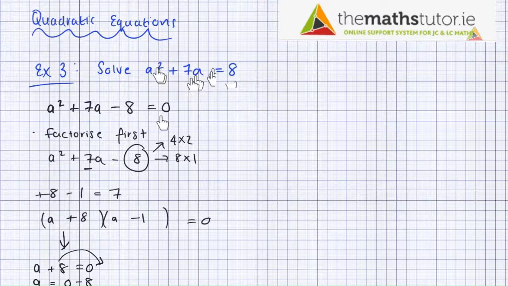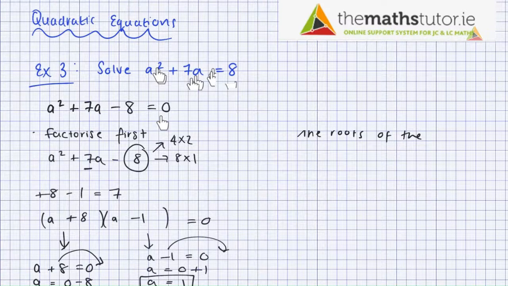So that's one solution. Then the other solution, a minus 1 equals 0. So a is equal to 0 plus 1, because the minus comes over here and it changes sign. So a is equal to 1. And that's your other solution. Again, I'm going to just write out the roots of the equation. They are a is equal to minus 8 and a is equal to 1.